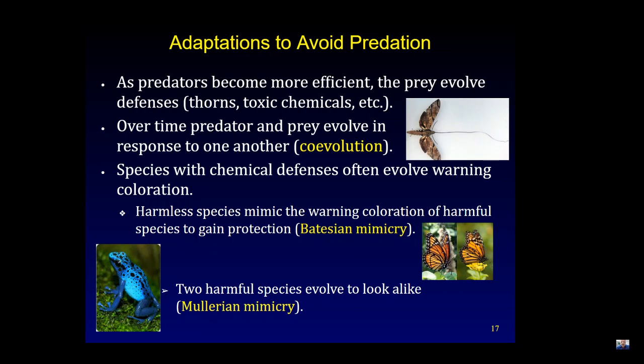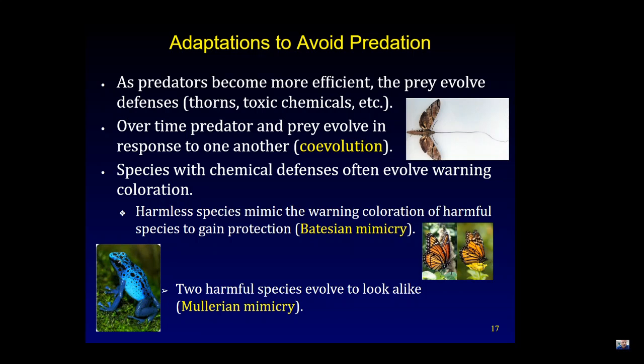Species with chemical defenses often evolve warning colorations. Species that build up bright colors, that is a form of defense, right? Many of our poisonous animals in nature are very bright colors. Scientists think that's because it's a warning. It says, hey, look at me, I am full of poison.